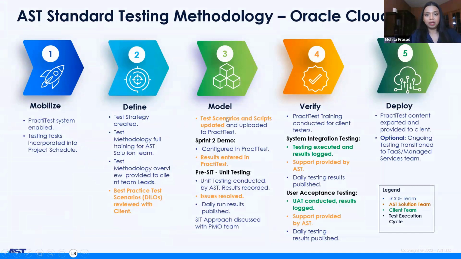Okay, so like for example, during model phase, there is sprint 2, we do a training and demo, we configure PractiTest, and the results are entered in PractiTest. So if you see orange here is AST solution team. So sprint 2, because that is internal testing, results are entered by our AST team. And then we do our unit testing, which is also our internal testing, and the results are entered by our unit testers. So this is how the Testing COE team gets involved in all of the different stages of the project.